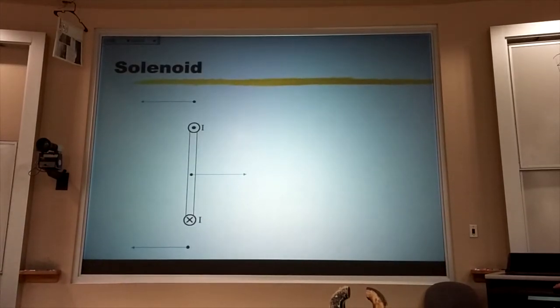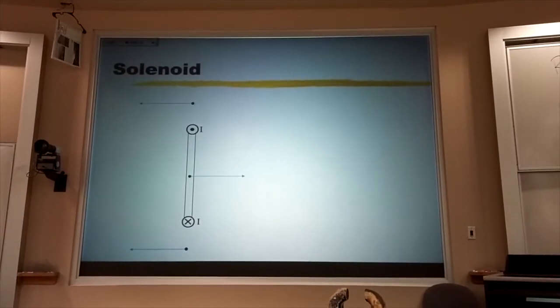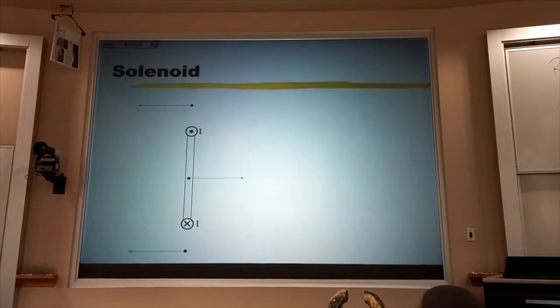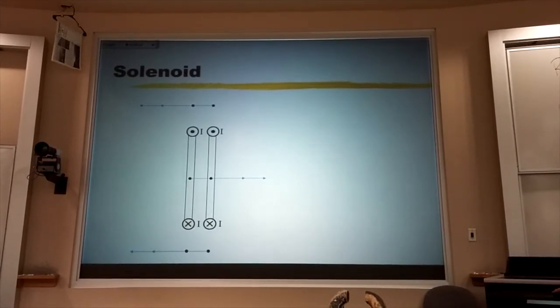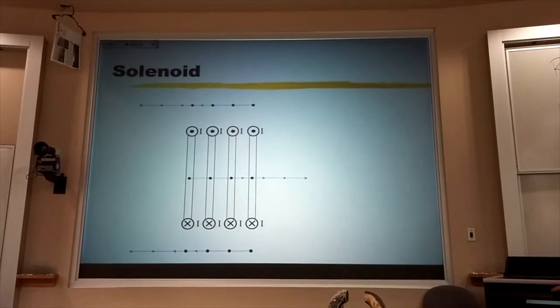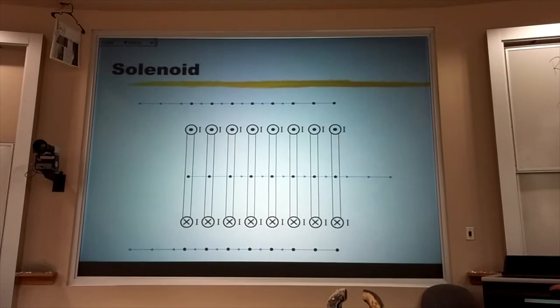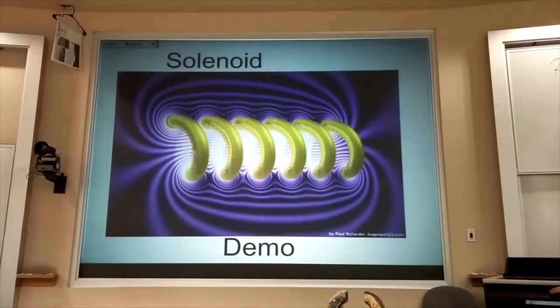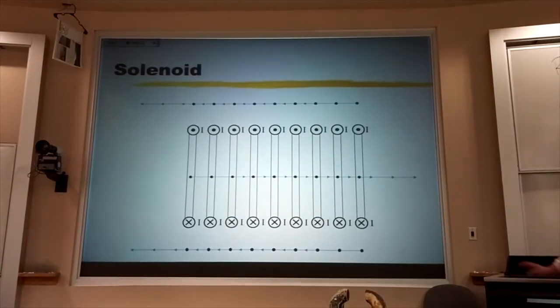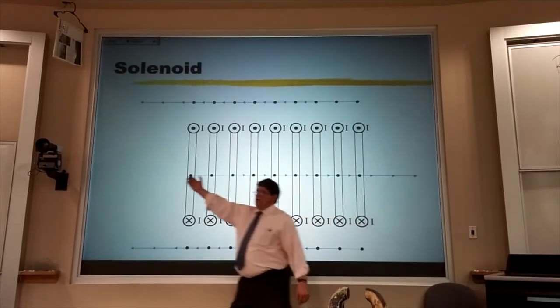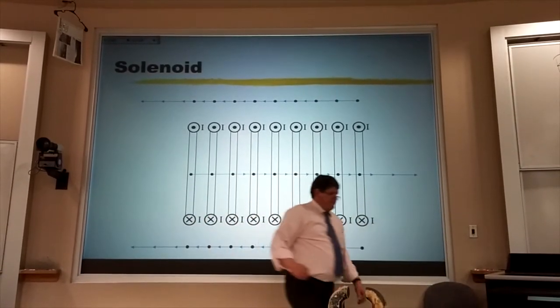Okay, it shouldn't surprise you, and you saw this in your tutorial, that if one loop of current looks like a short bar magnet, lots of turns of current, lots of loops together in what we call a solenoid, just looks like a long bar magnet. And I can define a north and a south pole for that solenoid.